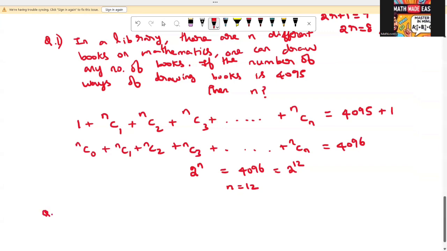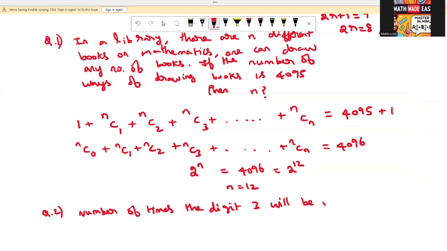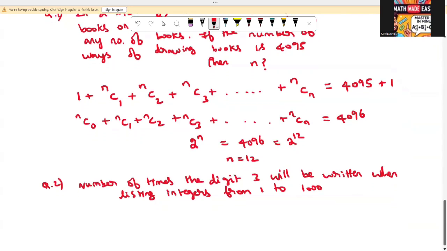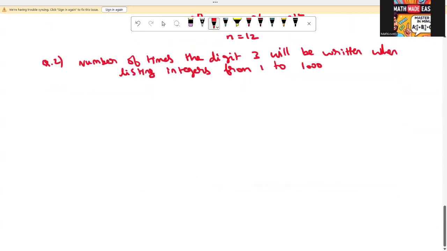So we'll move on to question number 2. Question number 2, the question is the number of times the digit 3 will be written when listing integers from 1 to 1000. So here we can understand the digit 3. How many times will it be written when you list integers from 1 to 1000? So 1000 is the only 4-digit number that they're talking about. So leave that. It does not have any 3 in it.